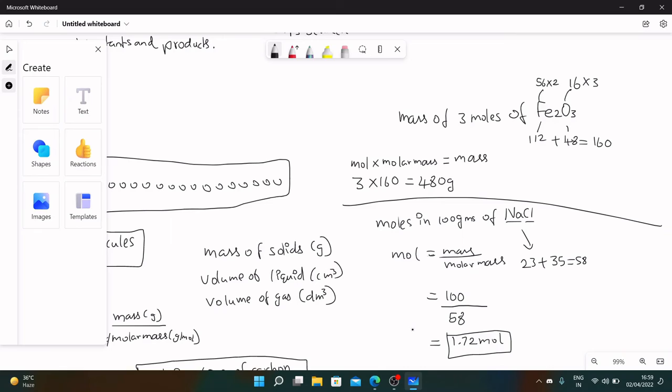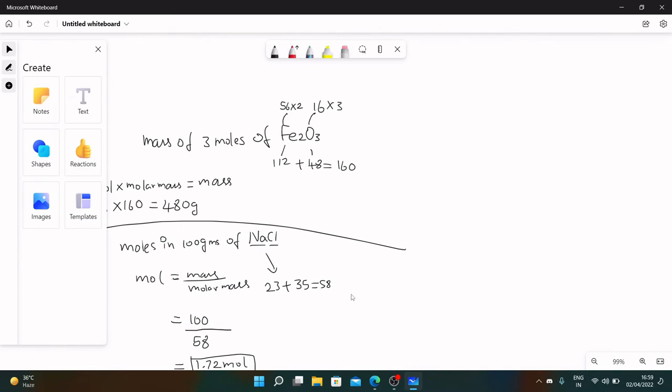Now let's find out how to find the molar mass in some tricky compounds, basically which include polyatomic ions. What will be the molar mass of aluminum sulfate, which has the chemical formula Al2(SO4)3?